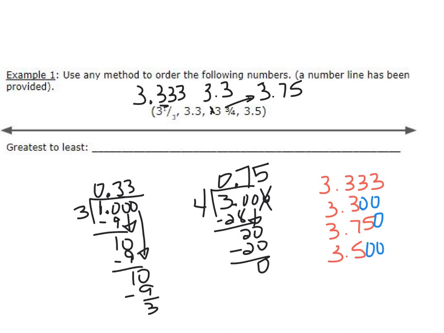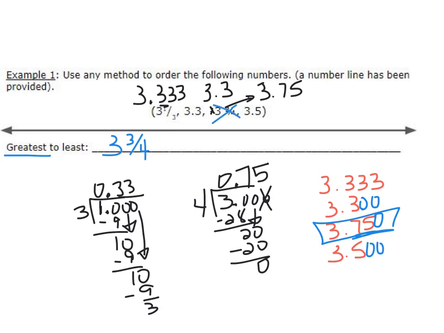So it's saying to go from greatest to least. So greatest number, I'm going to see, it's going to be 750, which was the 3 3/4. So I'm going to write 3 3/4 as my answer.